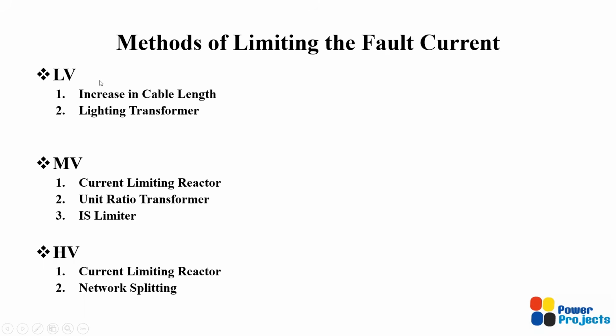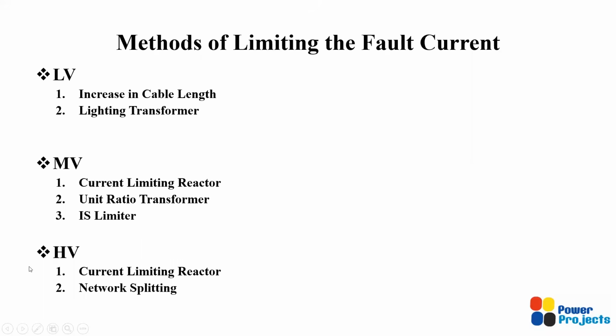In the low voltage system, you can increase the cable length, or you can use unit ratio transformers, or generally lighting transformers in commercial buildings. In medium voltage, you can use current limiting reactors or series reactors, generally called CLR. You can use unit ratio transformers. You can use IS limiters.